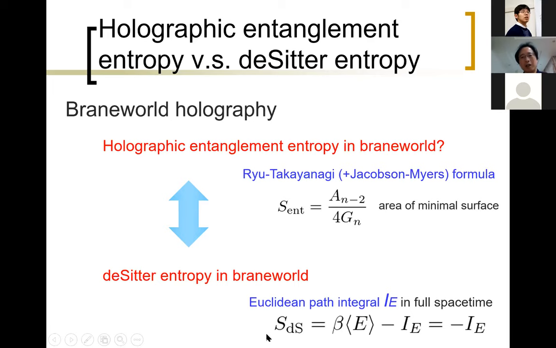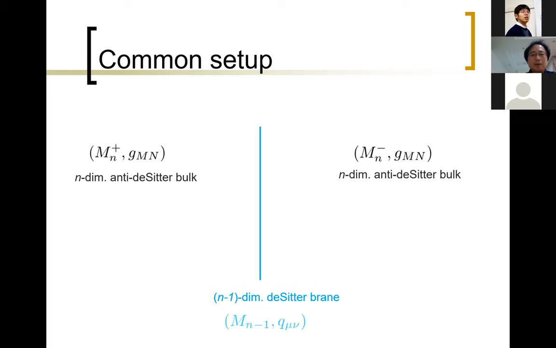But surprisingly, we can see this gives you this formula. Yeah, they coincide. This gives us the same result. As I said before, I will consider Gauss-Bonnet gravity and Lovelock gravity, as well as Einstein gravity.